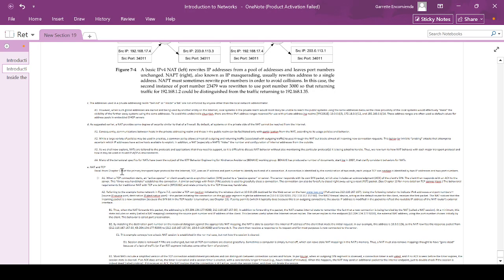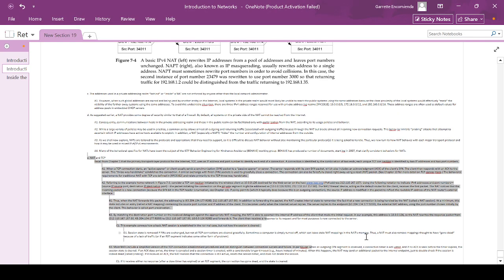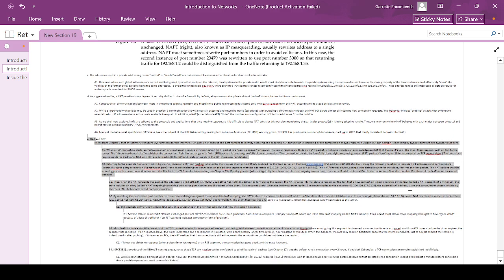NAT and TCP. Recall from Chapter 1 that the primary transport layer protocol for the Internet, TCP, uses an IP address and port numbers to identify each end of a connection. A connection is identified by the combination of two ends. Each unique TCP connection is identified by two IP addresses and two port numbers. So this is the most valuable thing to understand. The basic mechanism for TCP over IP is that you have two source port numbers for NAT and you have two source IP addresses.